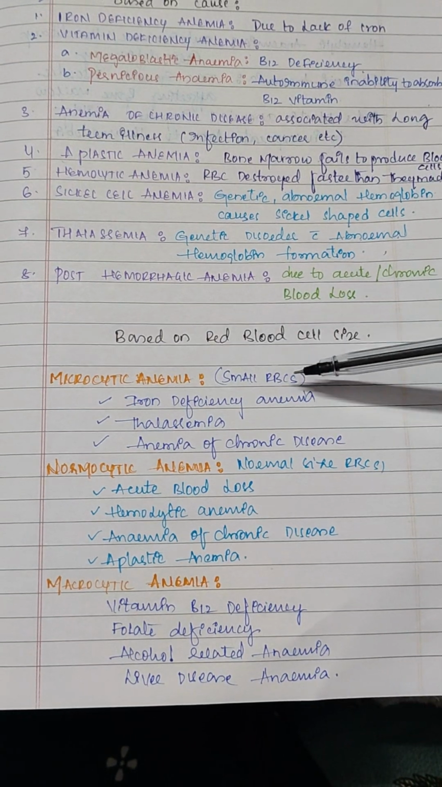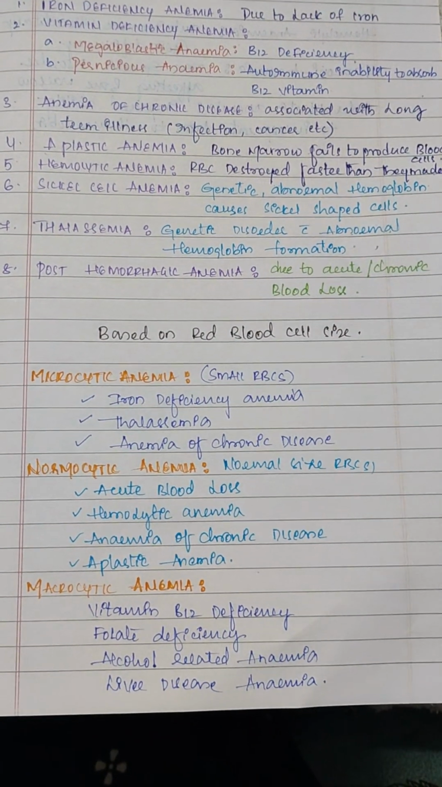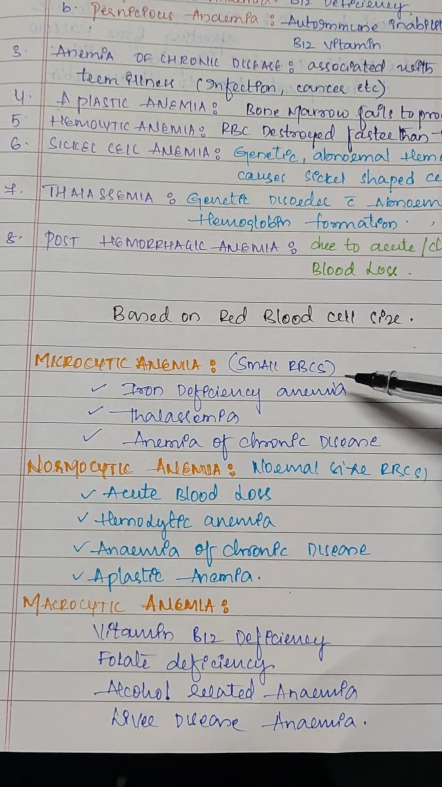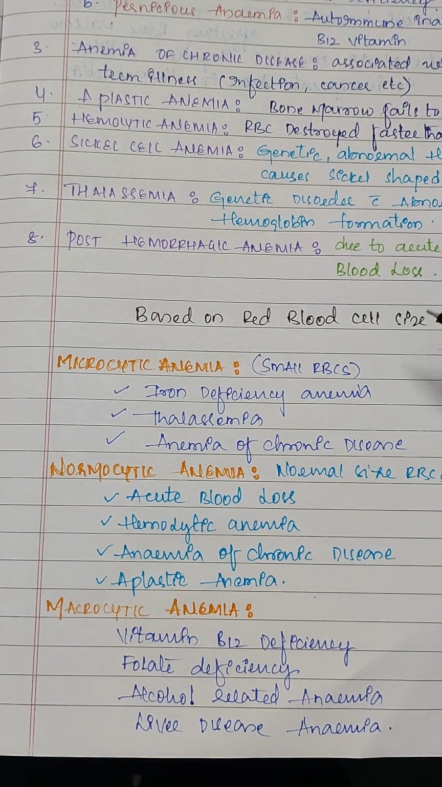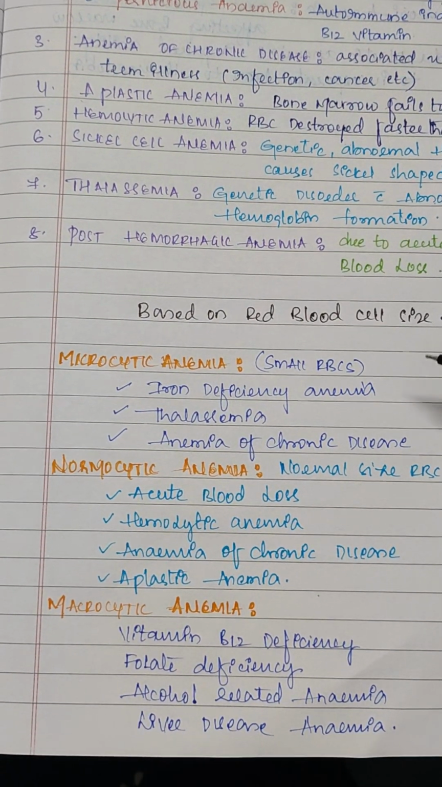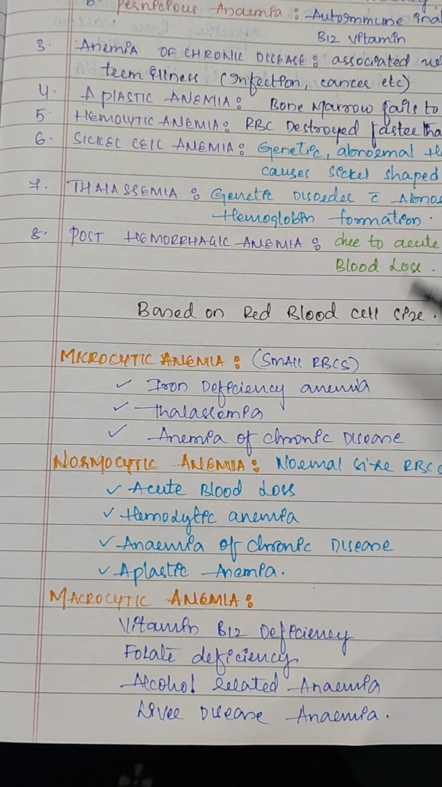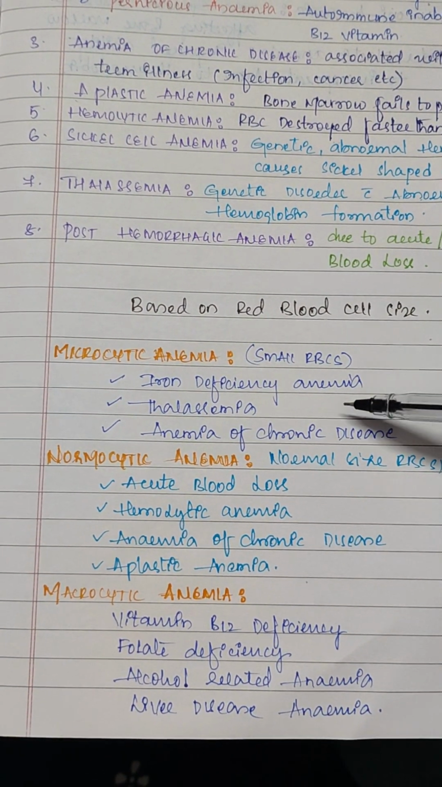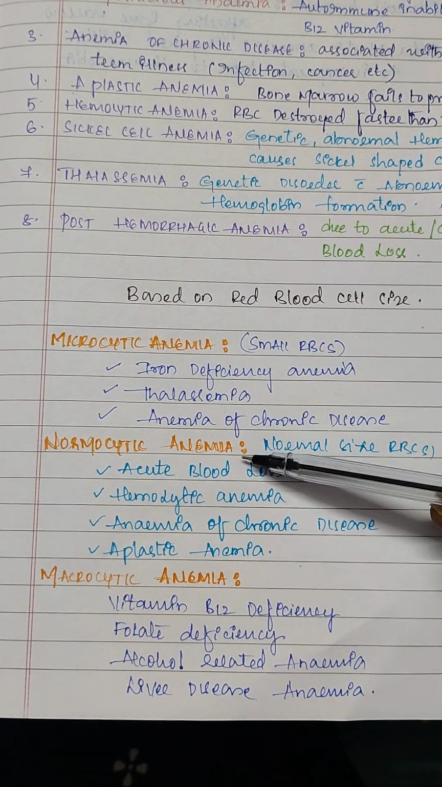These are small size RBCs. Small RBCs means red blood cells are smaller than normal size. If the red blood cells are smaller than normal size, that type of anemia we call microcytic anemia, and we can see it in iron deficiency anemia, thalassemia, anemia of chronic diseases. The next one, normocytic anemia.